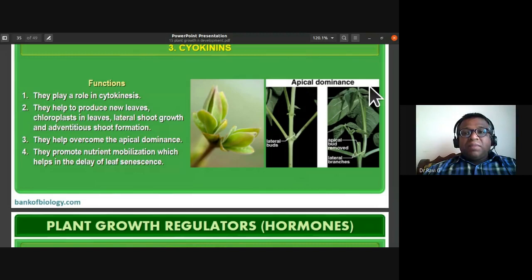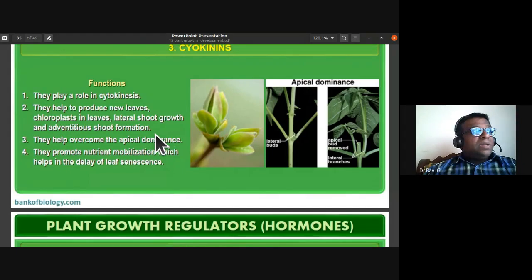So apical bud dominance is due to the presence of auxins distributed in the apical bud, which makes the lateral buds or axillary buds inactive. But when you spray these plants with cytokinins, the lateral buds become active. So cytokinins help to produce new leaves, chloroplasts in leaves, lateral shoot growth, and adventitious shoot formation. This is promoted by cytokinins.